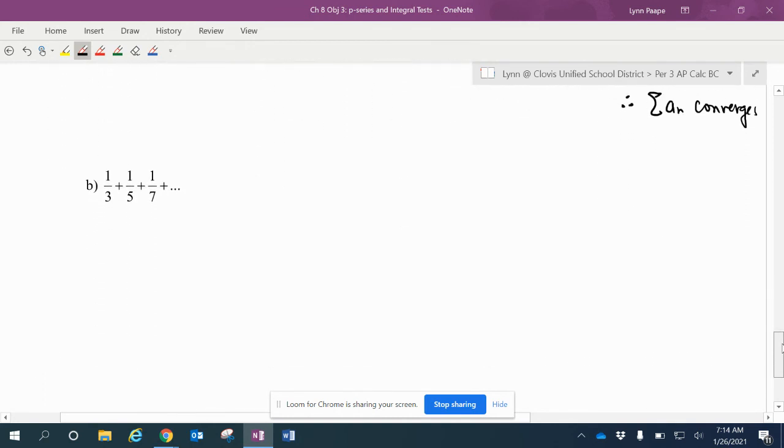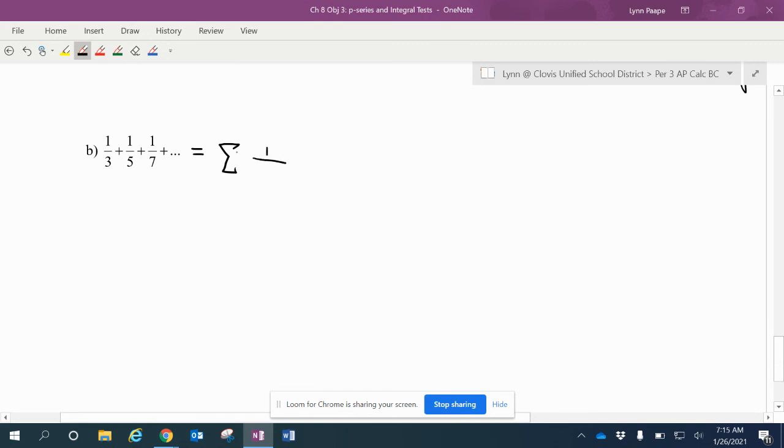Okay, last one here. For this one, again, dang it, this one's not written in summation notation, so we have to do that for ourselves. So I know the numerator is always 1. And then for the denominator, I can see that it's arithmetic, meaning we are adding 2 every time.